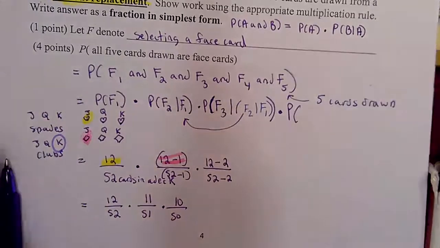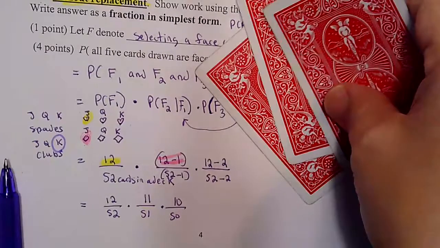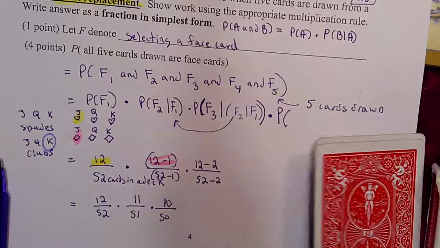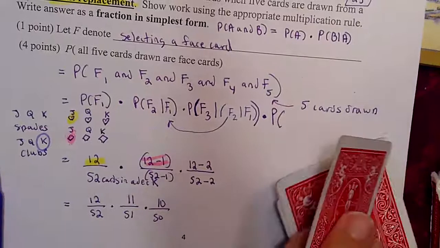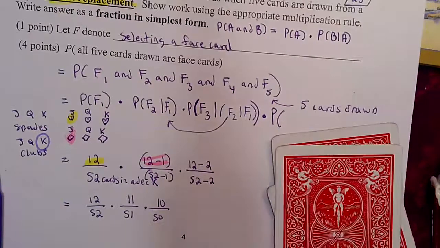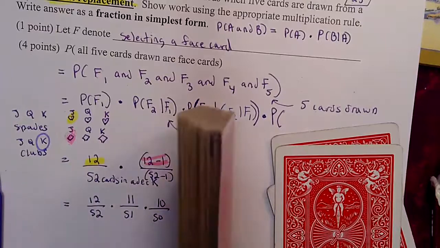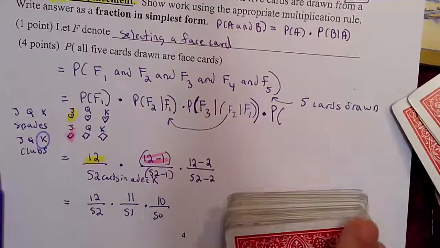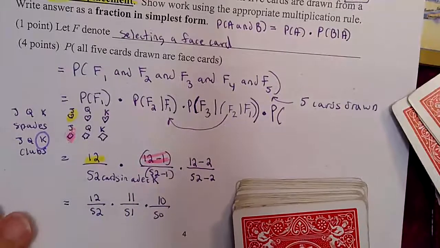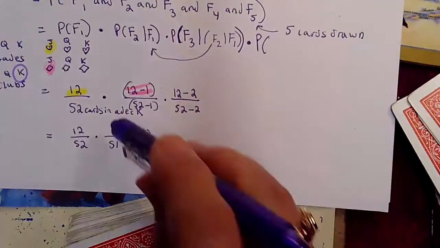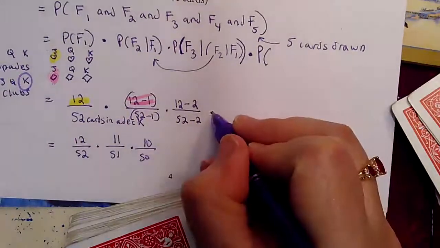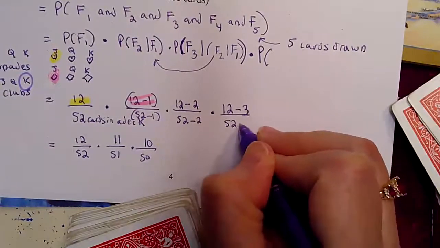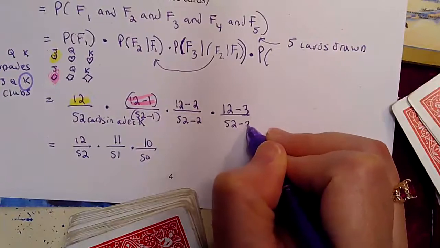See, so now I have these three that I'm not going to put back in this stack here. Right? So you have three here. That means you have 49 cards here now. You have 49, 50, 51, 52. So now you have 49 cards left to draw from, right? And you have to do this 5 times. So we're at 1, 2, 3. I got to do this 2 more times. So this is going to be 12 minus 3 over 52 minus 3.